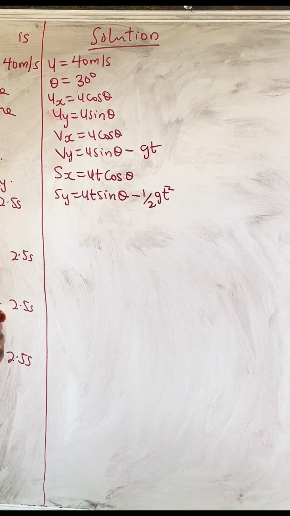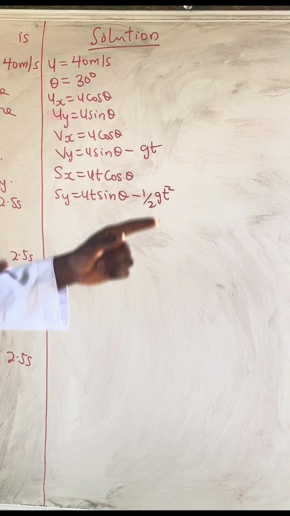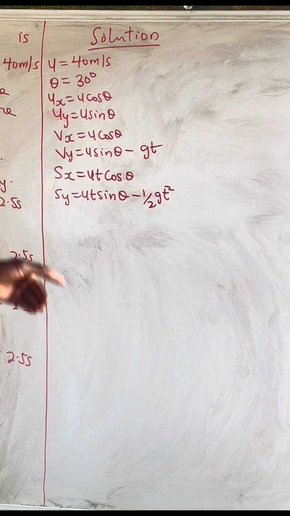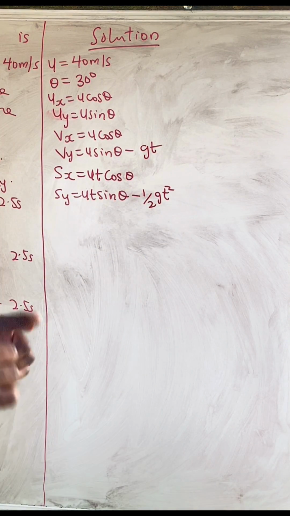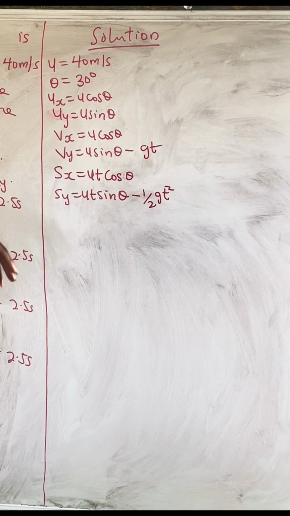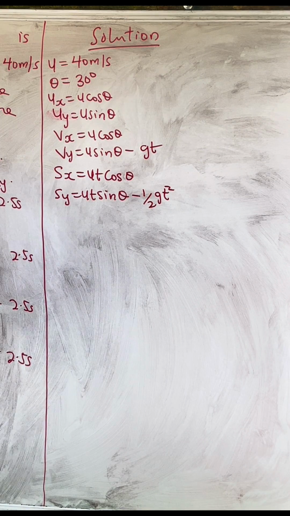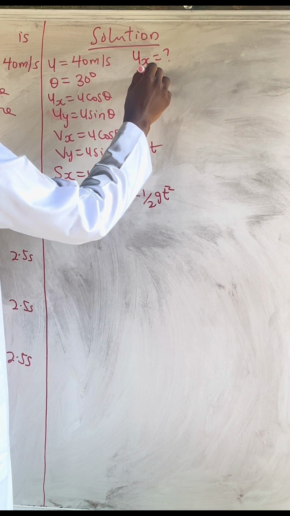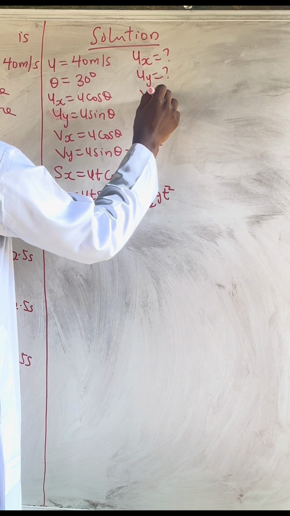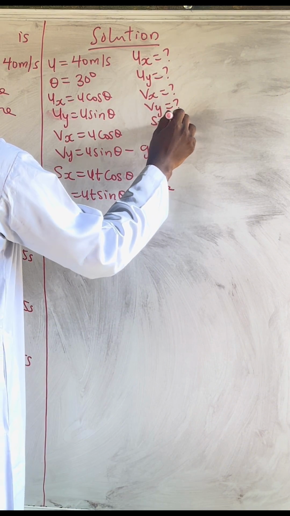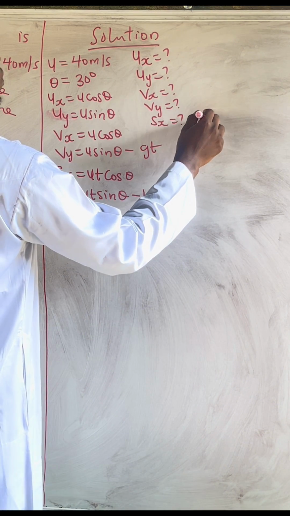If the angle was 30 degrees to the vertical in the question, we would have converted it back to the horizontal by subtracting from 90. But since it is to the horizontal, we don't need to convert it. So in the question, we are looking for ux, uy, vx, vy, sx, and also sy.